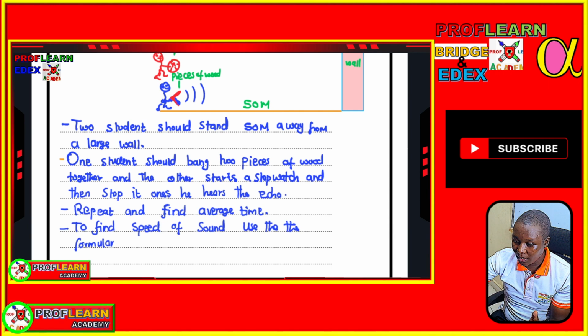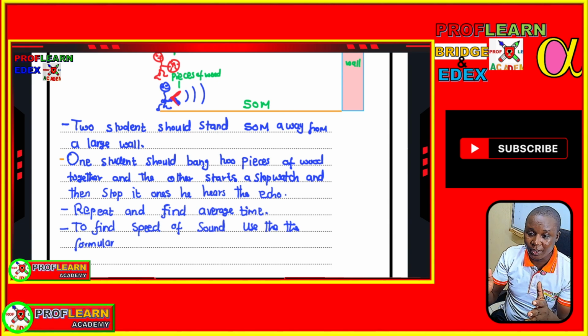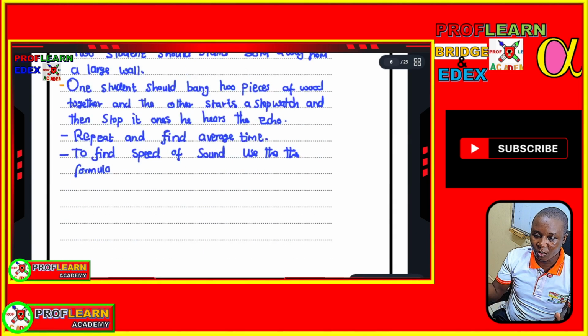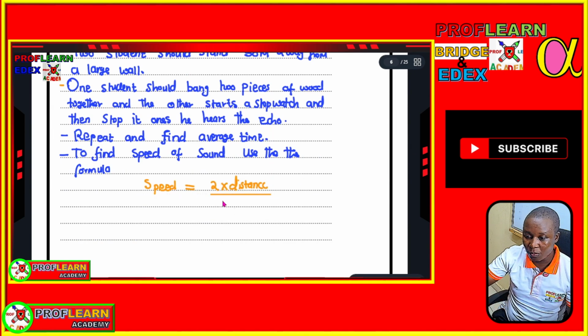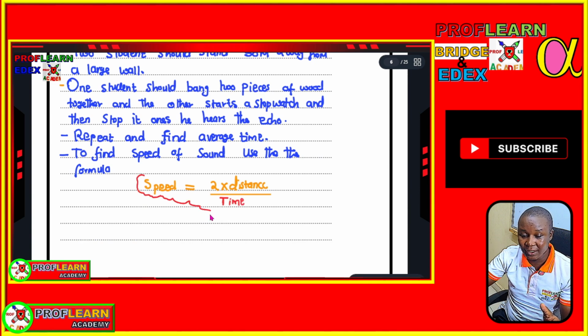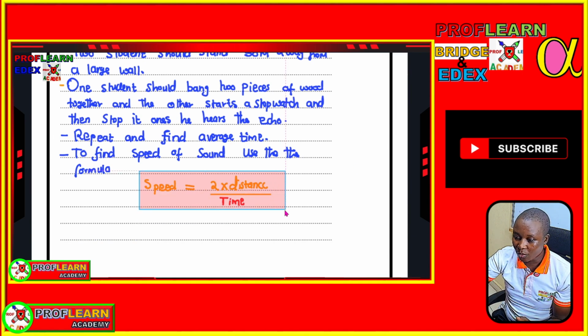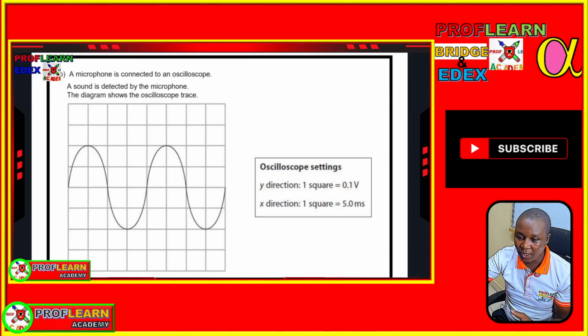Once we have identified that, we need also to realize there is another method you can use. You can use the oscilloscope method. You can as well use two people standing 100 meters apart. If you have one student on one side and another student on the other side, one person bangs the pieces of wood together and the other stops the stopwatch immediately they hear the sound. So there are different approaches you can use. It will depend on how the question has been structured.